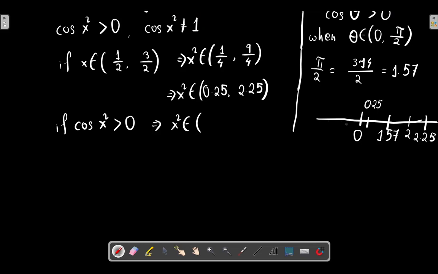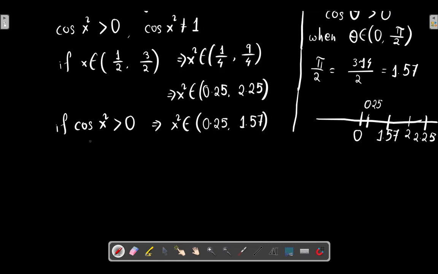So x square goes from 0.25 to 2.25. But cos of x square, if it is to be positive, it has to be kept between this 0.25 to this 1.57, pi upon 2, right? So x square, if cos x square is positive, then x square must be kept between 0.25 to 1.57. 1.57 is approximately pi upon 2. Otherwise it will go into the second quadrant where this is negative.